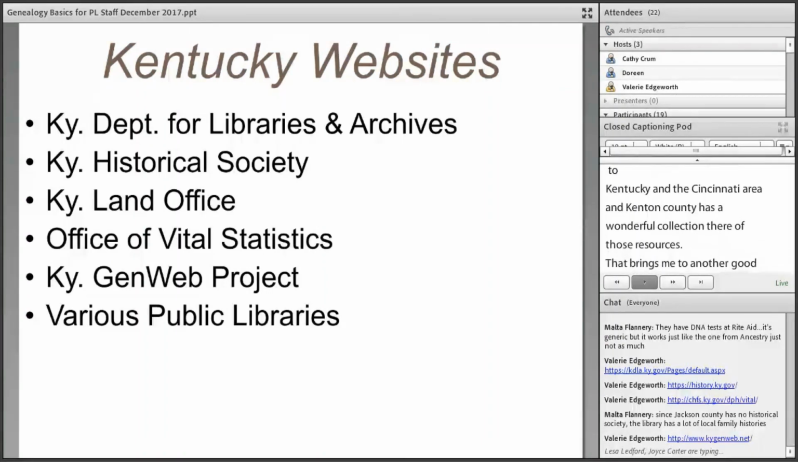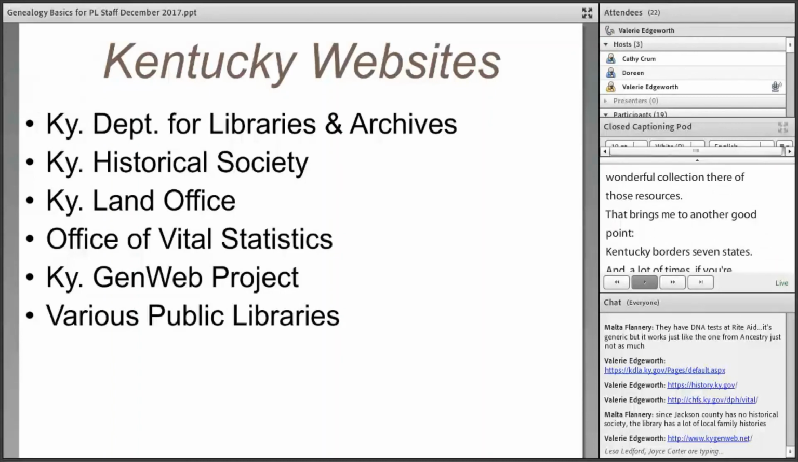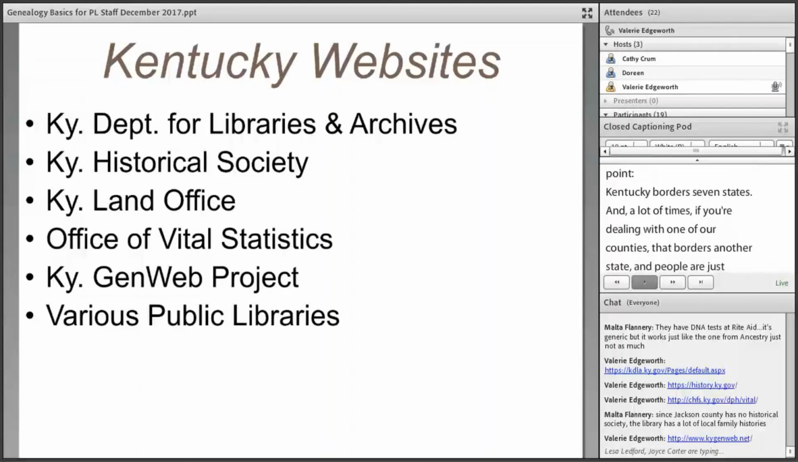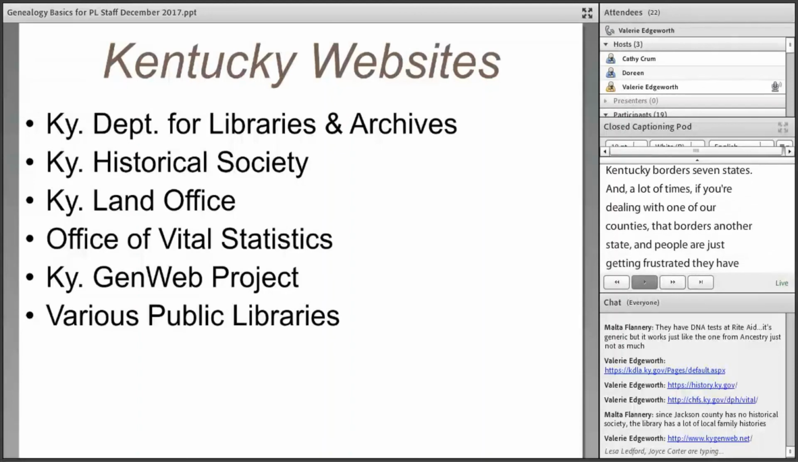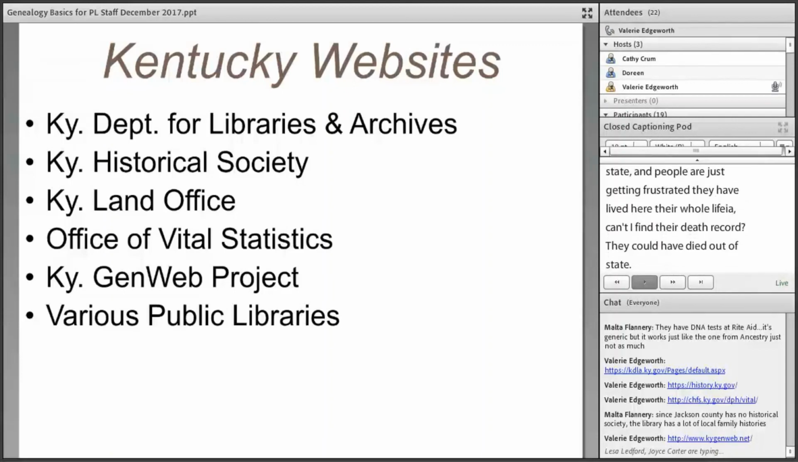Kentucky borders 7 states. And a lot of times if you're dealing with one of our counties that borders another state and people are just getting frustrated, they've lived here their whole life, why can't I find their death record? Well, they could have died out of state, or they may have gotten married out of state, or they could have given birth out of state.